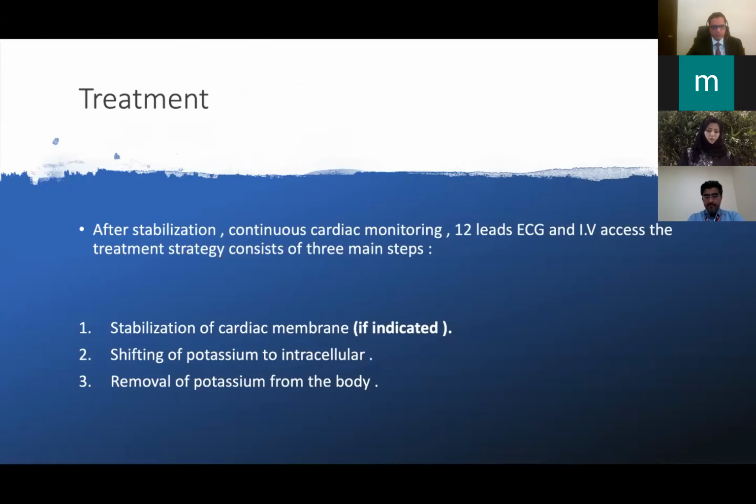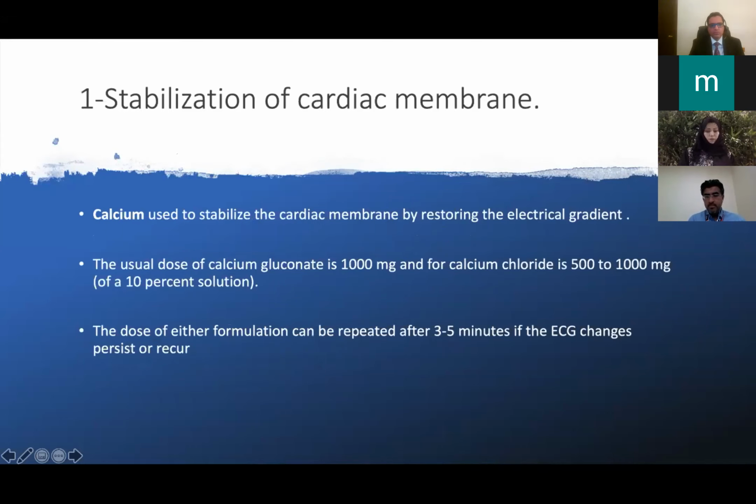So treatment, again, after stabilization of a patient, cardiac monitor, 12 lead ECGs. I have three concepts to follow. The first, the most important, if it's indicated, is stabilization of the cardiac membrane. The second will be shifting of potassium to intracellular components. And the third concept will be removal of potassium. So I'll start talking about cardiac membrane stabilization.